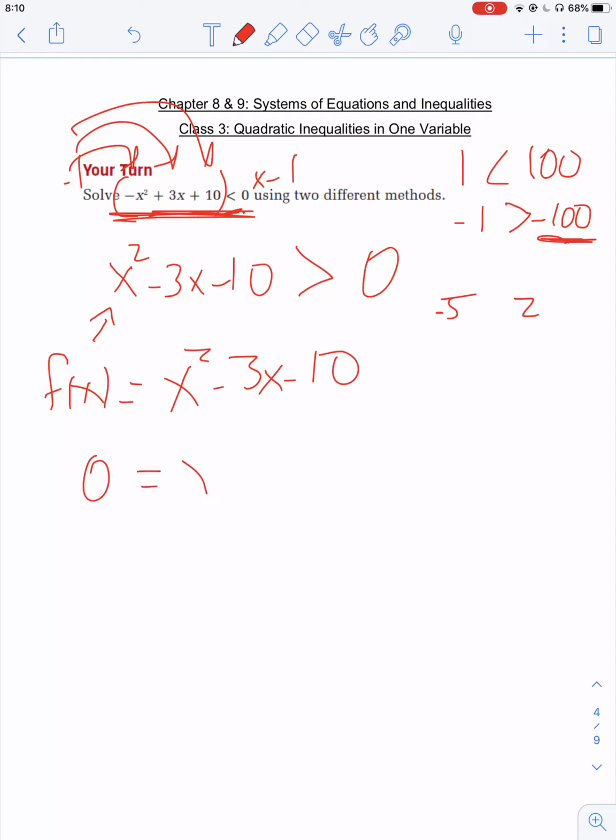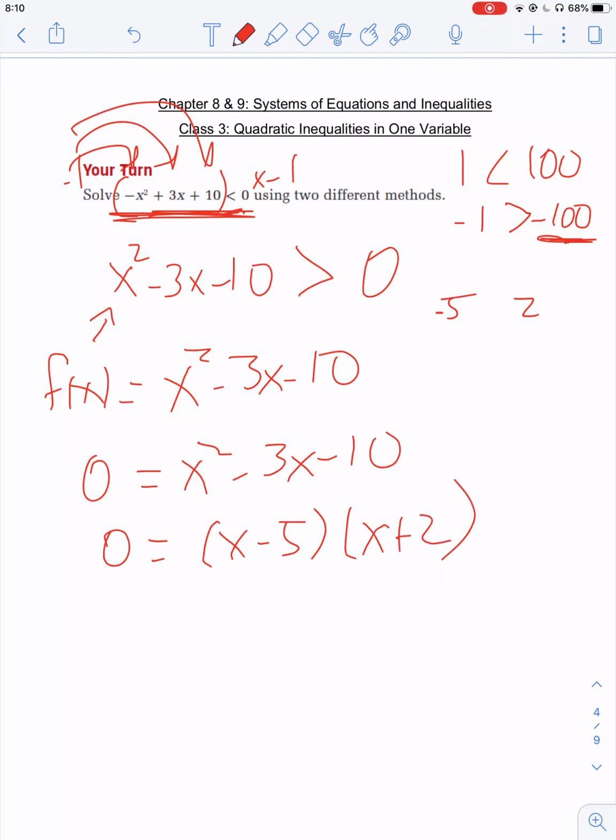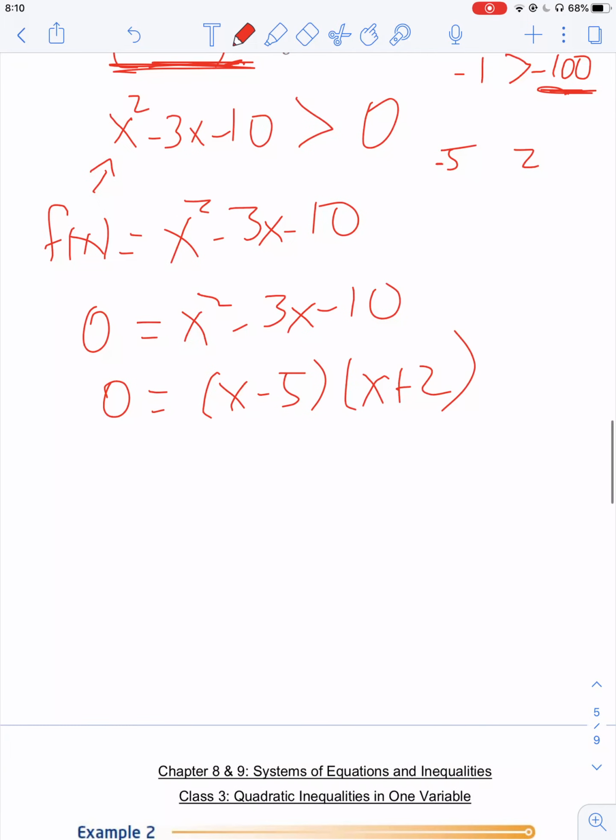0 equals x squared minus 3x minus 10, right? So 0 equals x minus 5, x plus 2. Find the roots first and then use the graph to guide you. And I'm going to show you obviously the other method with the signs as well. So if I solve for 0, that means x is either equal to 5 or x is equal to minus 2.